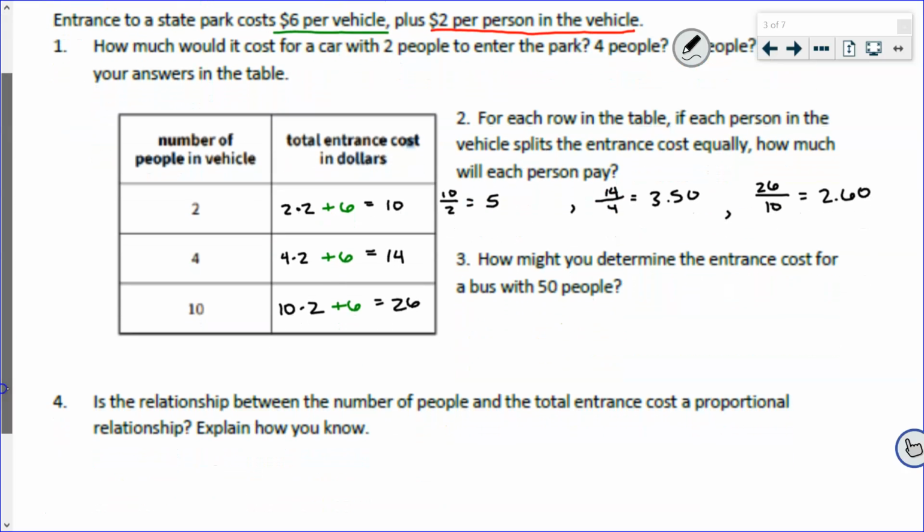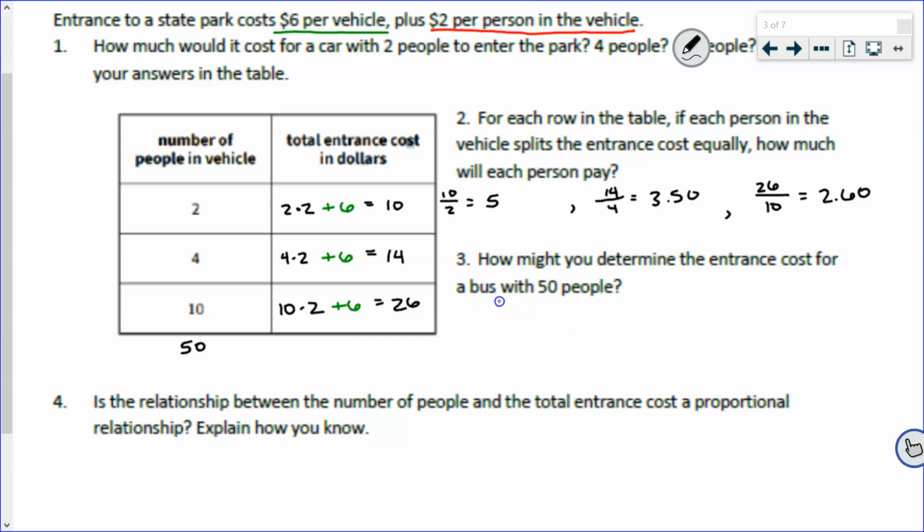Question 3 is, how might you determine the entrance cost for a bus with 50 people? Essentially, all we're doing here is saying, okay, well, what if there's 50 people in one single bus? What is that cost going to be? Talk to each other. Okay, that was quick. So who has the answer? How much is it going to cost? Good, thank you, Danielle.